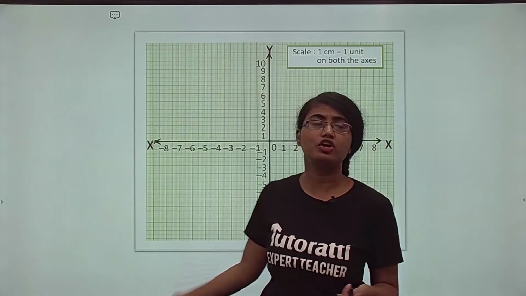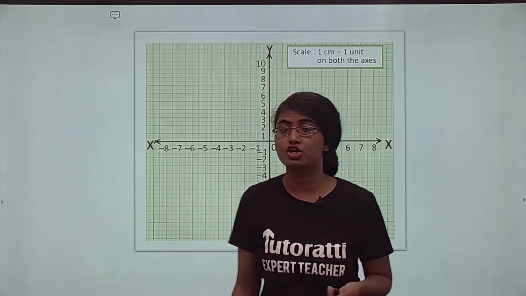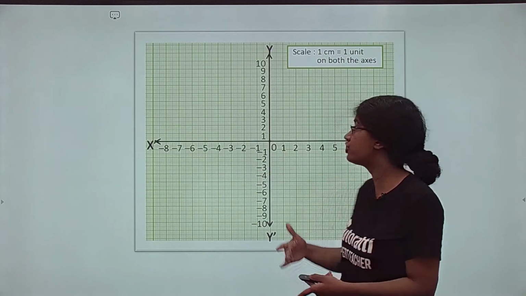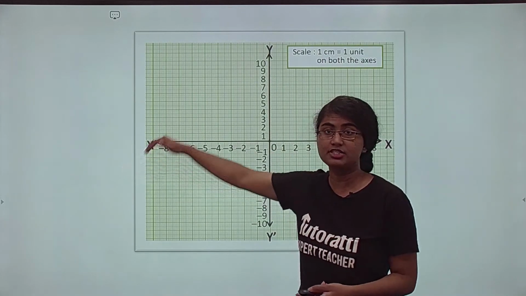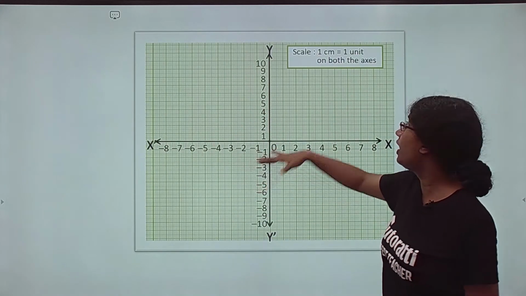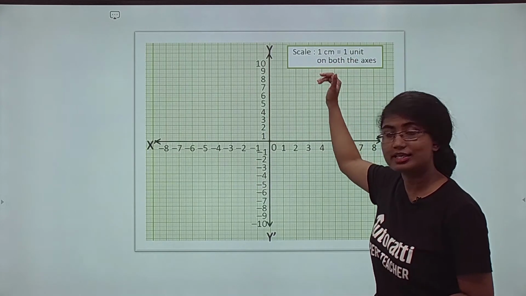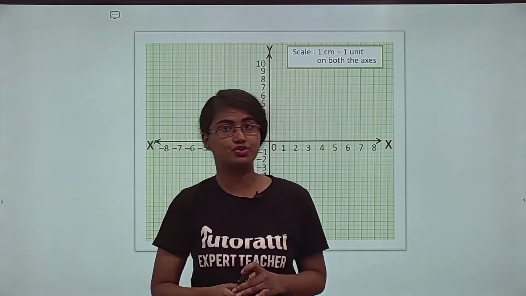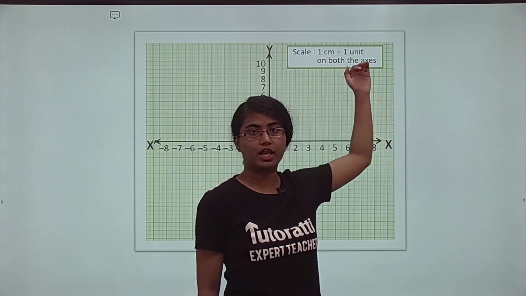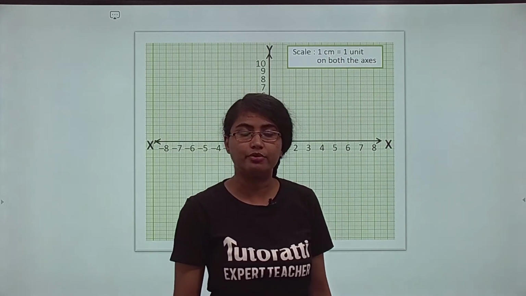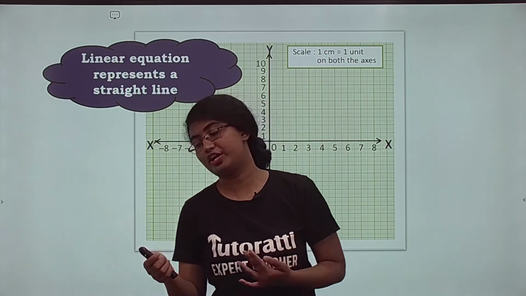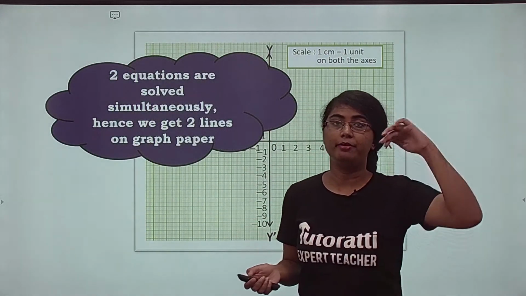Now this is normally how your graph looks. This is a rough prototype, but there are three things that have to be mentioned: x dash axis, y dash axis, a clearly marked origin, and a scale. When you're solving simultaneous equations in two variables, this scale is common through and through. Then, linear equations represent a straight line, so these straight lines can be drawn on your graphs.